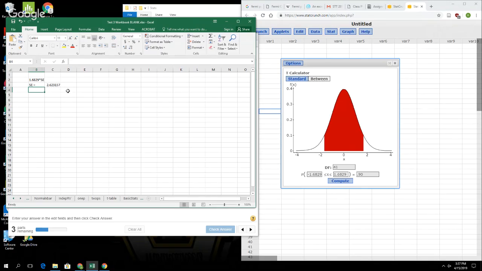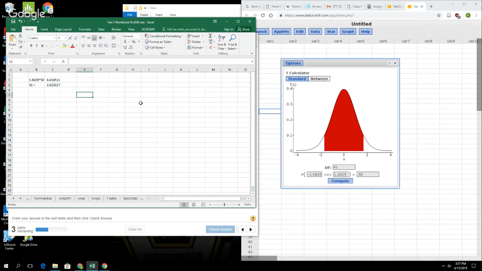All right, so what am I going to do now? Now I can replace this with 1.6829 times this number I just computed right there. Bingo boomo. All right, that's our margin of error.